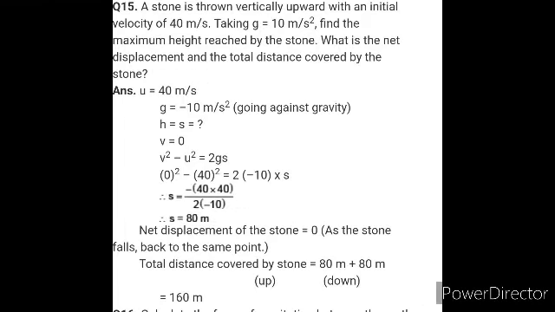And proceeding on with question number 15. A stone is thrown vertically upward with an initial velocity of 40 meter per second. Taking g is equal to 10 meter per second square, find the maximum height reached by the stone. How much maximum height will be reached by the stone? And what is the net displacement and the total distance covered?